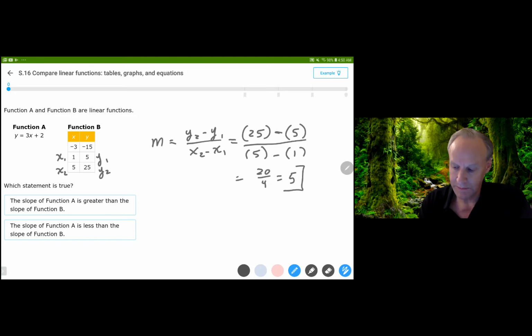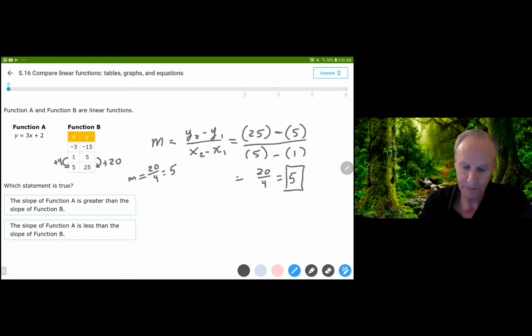Now, that's the long method. But the way that I like to think about it is how much did y change over how much did x change, which is the change in y over the change in x. So here's what it looks like. From 5 to 25, I went up 20. And from 1 to 5, I went up 4. And when I look at this change, it's a slope of 20 over 4, just like before, or 5.